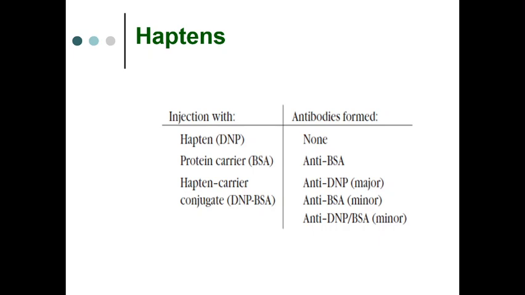At the same time, if you take another example, a protein carrier, that is bovine serum albumin, a globular protein. When it is injected into a rabbit, rat or mice, it can induce the production of antibodies against it, which is called anti-BSA. So bovine serum albumin is an antigenic molecule, a strongly antigenic molecule.